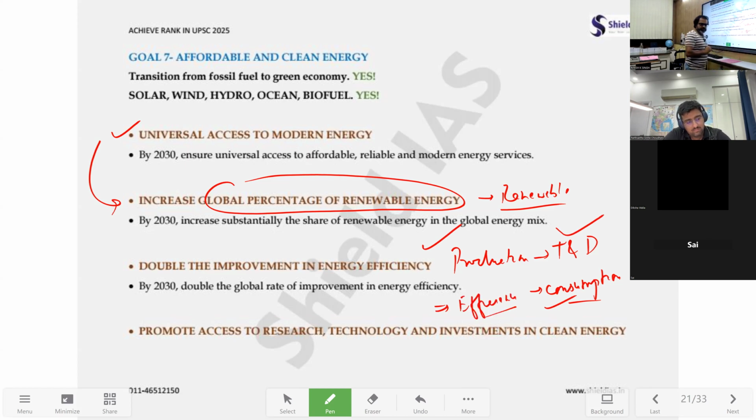So efficiency in production, efficiency in reducing transport and distribution loss, and third, in consumption, people should be using energy-saving lighting systems, energy-saving equipment for cooling systems, and also consciously switching off gadgets which are no longer required when they are not in the room. That awareness level should also be there, to double the improvement in energy efficiency. Next is to promote access to research, technology, and investment in clean energy. R&D is always required.